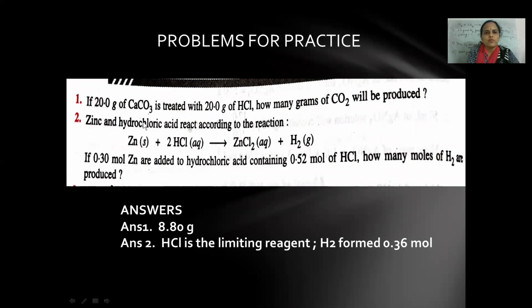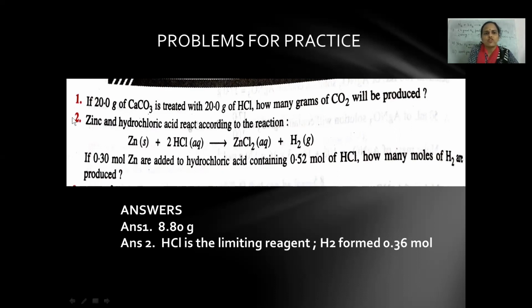Then these are the problems for practice. The question is, if 20 grams of calcium carbonate is treated with 20 grams of HCl, then how many grams of carbon dioxide will be produced? So you'll write the equation first. Calcium carbonate reacts with HCl to form calcium chloride plus carbon dioxide. Balance the equation first, then compute and find out the limiting reagent. That limiting reagent will be responsible for the formation of carbon dioxide. So your answer is 8.80 grams.